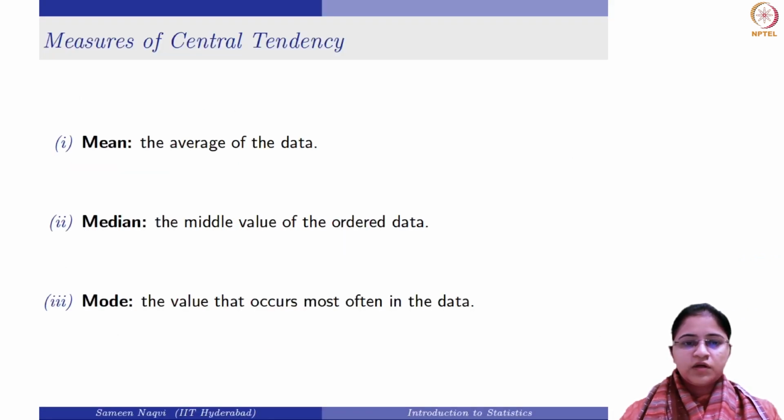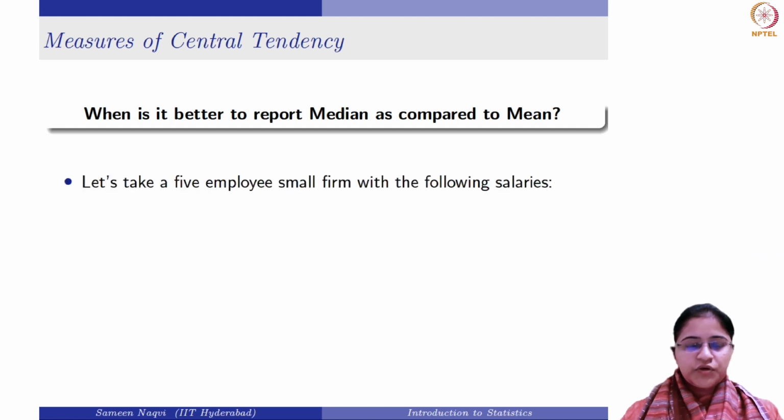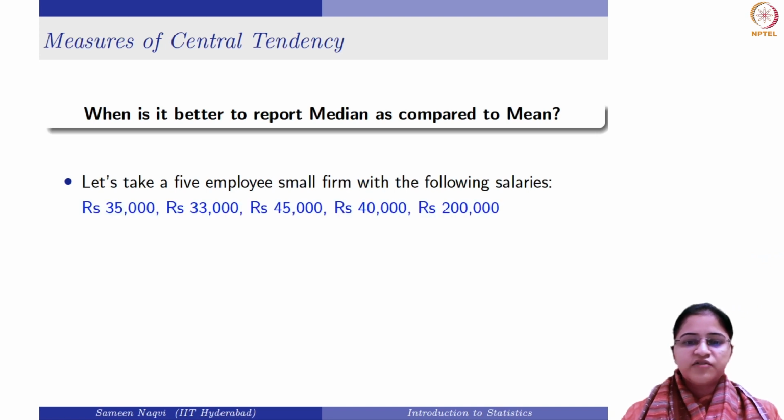Now, since you have 3 measures of central tendency, it is important for you to distinguish and understand which measure should be used in which particular situation. So, for instance, when is it better to report the median as compared to mean? You can consider a 5-employee small firm and their salaries are as follows. So you can see 35,000, 33,000, 45,000, 40,000 and 2 lakh.